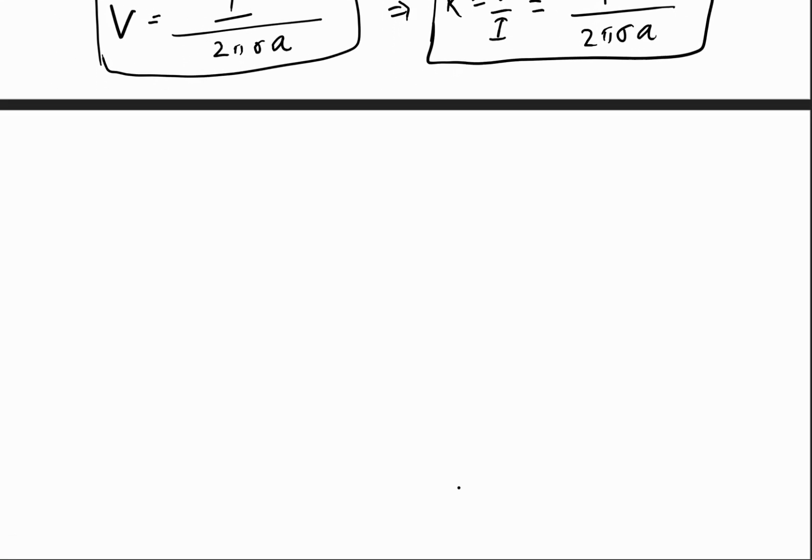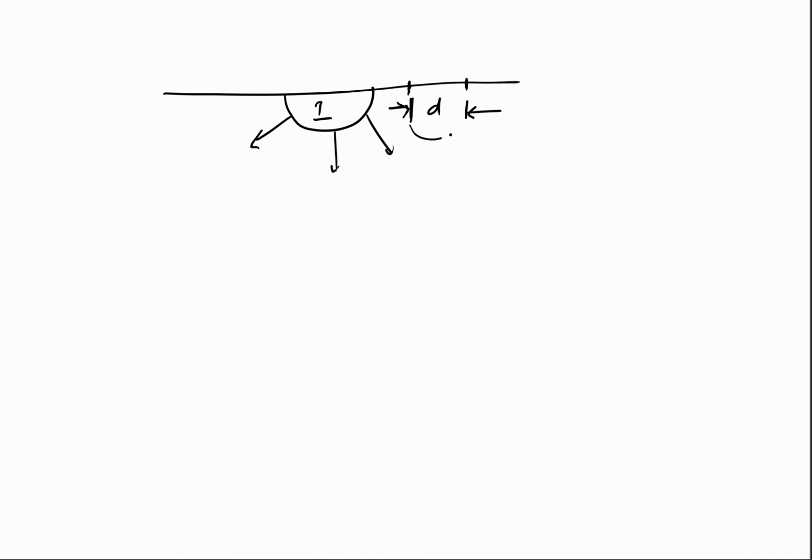Now let us try to calculate step potential. So let us say this electrode is carrying a fault current I, and a person is standing nearby, and the distance between the feet of the person is d. Because of this current spreading in the soil, there will be a potential difference between these 2 points which are at a distance d.